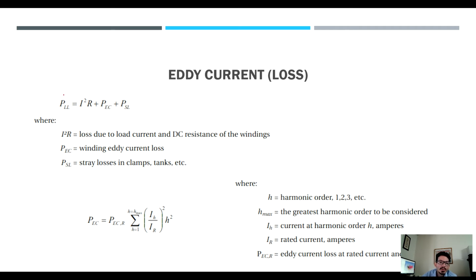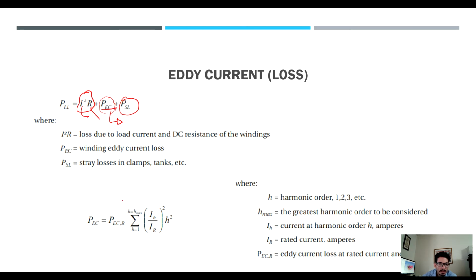So the total loss is given by I squared times R. This is the current through the transformer. This is the resistance of the material. We saw that this is the eddy current loss, which is found mathematically or modeling or experimentally. And this is other types of losses because of connections and soldering, etc.